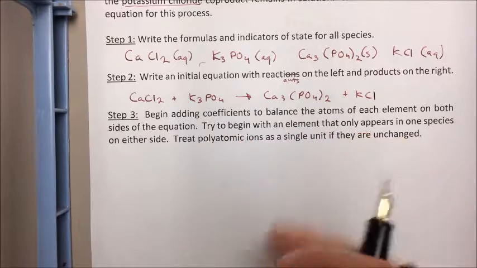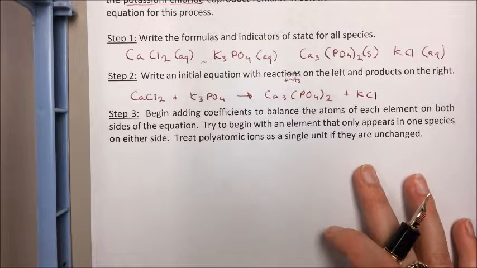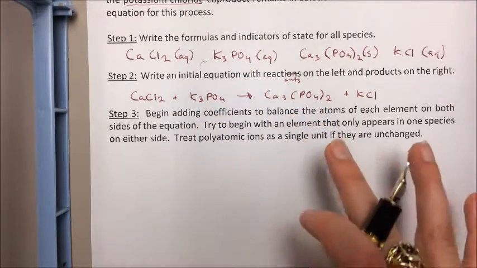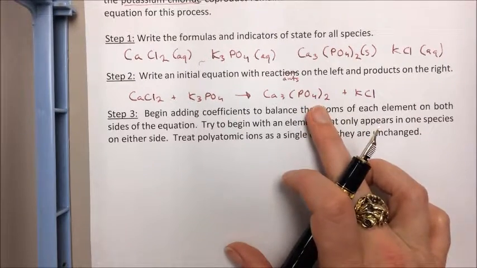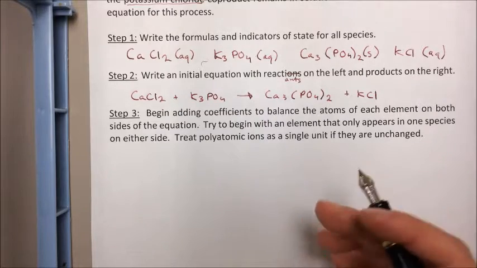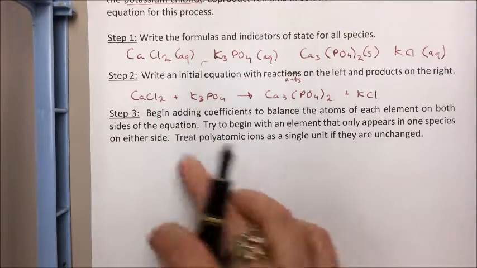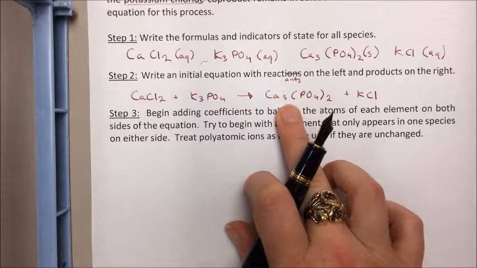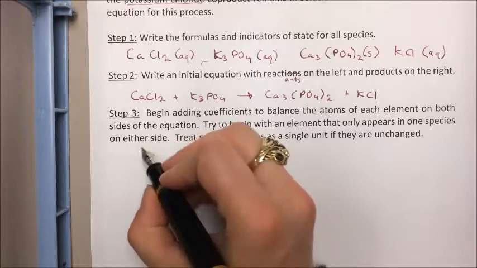We do that by adding coefficients in front of these different species to try and balance the number of atoms of each element. We're going to treat that PO4 polyatomic ion as if it is a single unit because it's the same on both sides of our arrow. There's just multiples of them. We're going to try and start with an atom that appears only once on each side. In this case, I'm going to start with this calcium. So we have 1 calcium in our reactants. We have 3 in our products, so a very easy way to start balancing it is to put a 3 in front of our CaCl2.